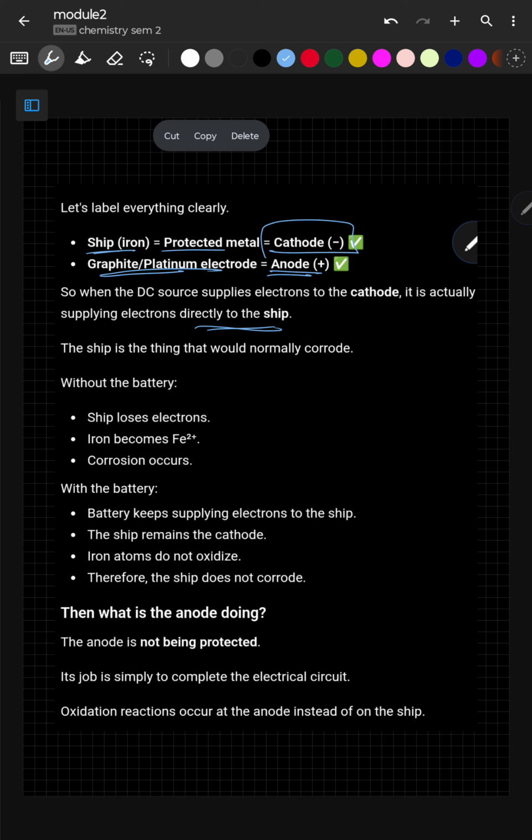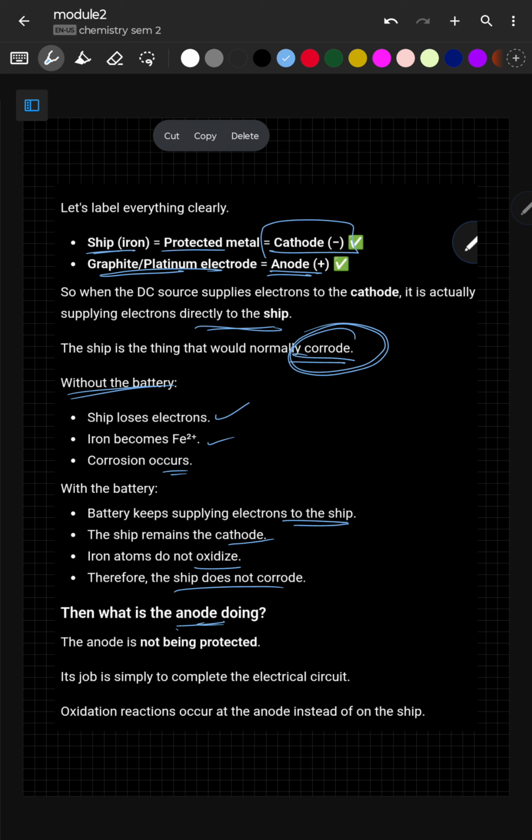Makes sense. The ship is a thing that would normally corrode. Technically, why are we making the ship a cathode? Because we don't want it to corrode. Now, if the battery was not there, here we are using a DC supply, impressed current, the ship would lose electrons, and iron would become Fe2+ plus 2 electrons. Then corrosion would occur. But the battery keeps supplying electrons to the ship, so the ship remains the cathode. Iron atoms do not oxidize. Therefore, the ship does not corrode.